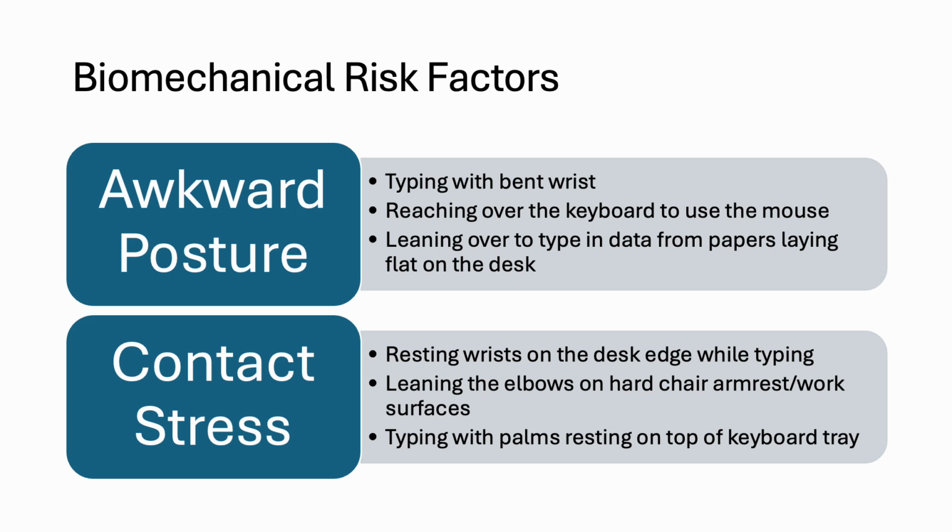On the other hand, contact stress occurs when a hard or sharp surface or object presses into the soft tissues. When this happens, this can cause damage that over time can result in serious injury to the tendons, nerves, and blood vessels. Computer tasks that can lead to contact stress include resting wrists on the desk edge while typing, leaning the elbows on hard chair armrests or work surfaces, and typing with the palms resting on top of a keyboard tray.